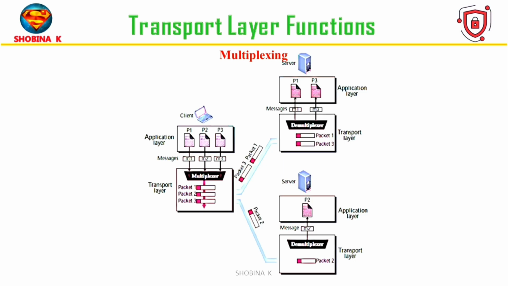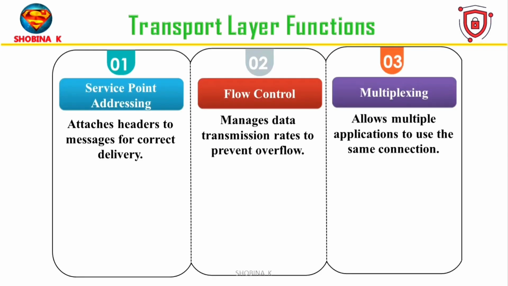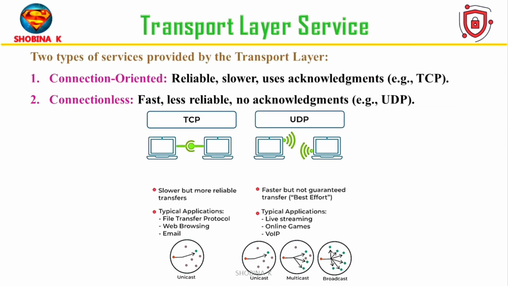Therefore, this allows multiple data streams to be sent simultaneously over the same connection without interfering with each other, and thus it ensures efficient use of resources. Transport layer provides two types of service, which are connection-oriented service and connectionless service.